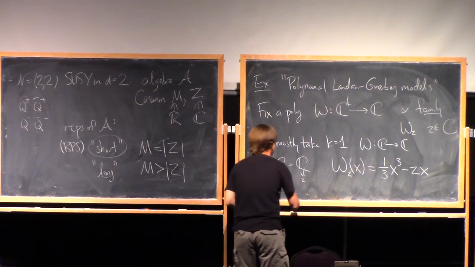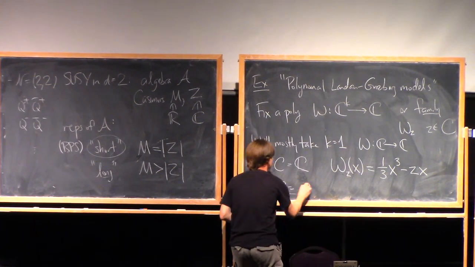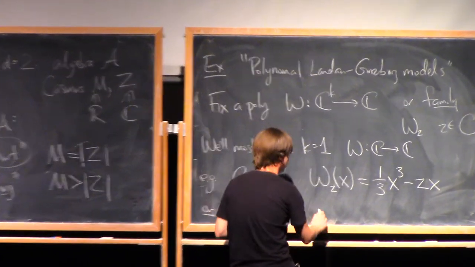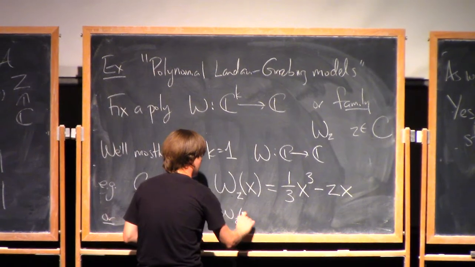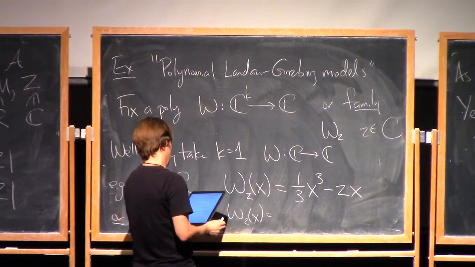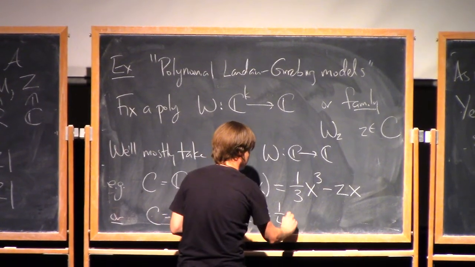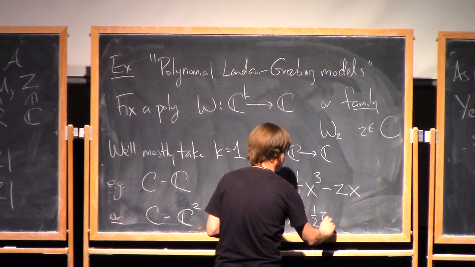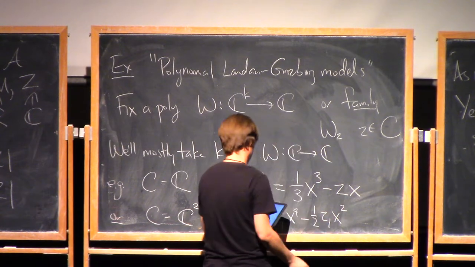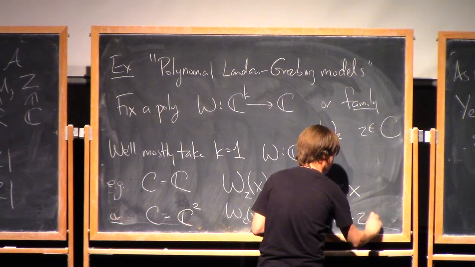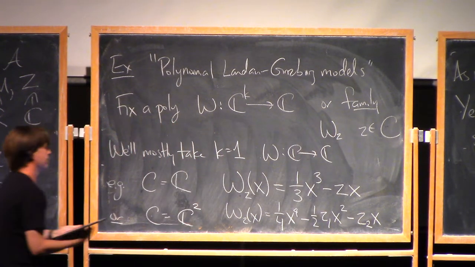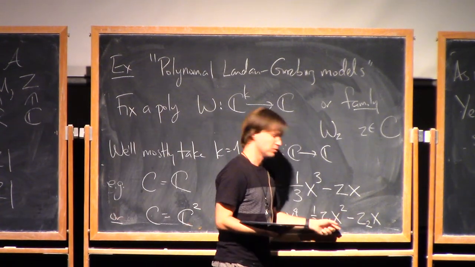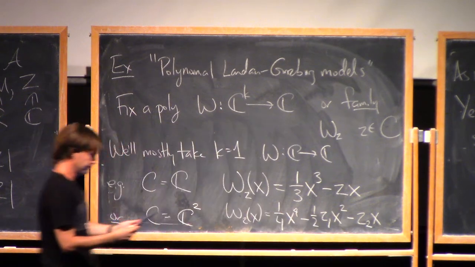Another example would be to take a two-parameter family, so now the parameter space will be C^2, and I'll just take quartic polynomials. W_z of x is 1/4 x to the 4, minus 1/2 z1 x squared minus z2 x. So here I took a quartic polynomial, and I'm varying the linear and quadratic terms.